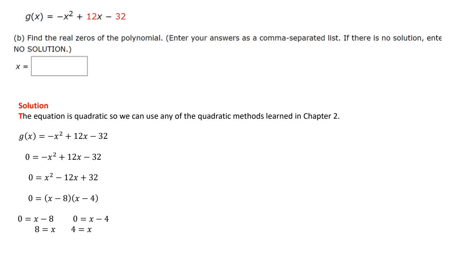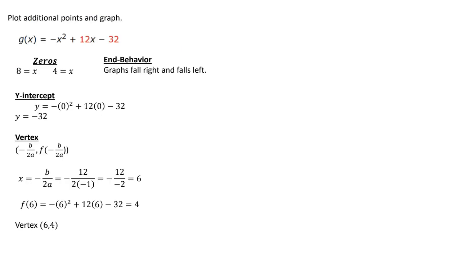Okay. Now, I found where it crosses the x-axis. We can also find where it crosses the y-axis. So to find the y-intercept, this one's the easier one. We can just replace x with 0. So everywhere we see x, we're going to plug in 0. So 0 squared is 0, 0 times the negative is 0, 0 times 12 is 0. So 0 minus 32 is a negative 32. So my y-intercept is negative 32.